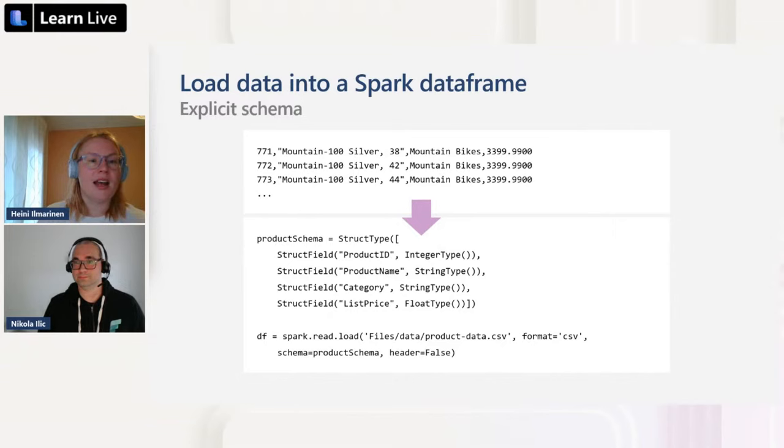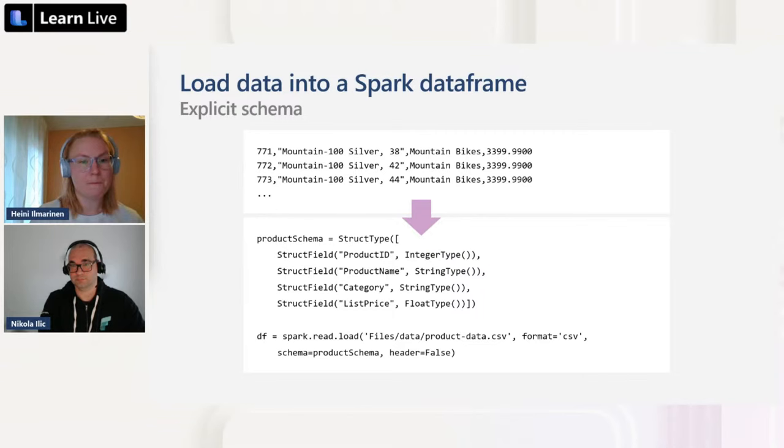The other option is that when we read our data into a Spark data frame, we can set a schema explicitly. So tell what is actually the context of our data. So we have this same data set, and we can say that we have this product schema, and there we have these different fields. We have the product ID, which is an integer, a product name that is a string type, category, again, a string, and then a list price that is a float type. So we can specifically say what is the format of each of those columns as well.